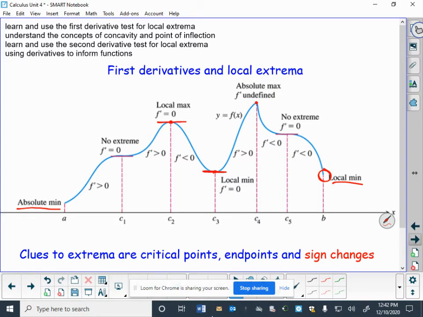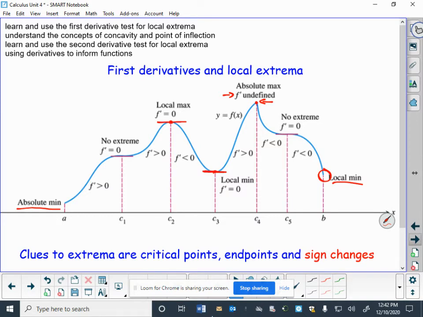This one is a max up here, but there is no horizontal tangent on this one. The derivative is undefined at this point. That's what made that a critical point. So remember, we said our critical points are any place that the derivative is either 0 or undefined. The derivative is undefined there because that is a corner point.